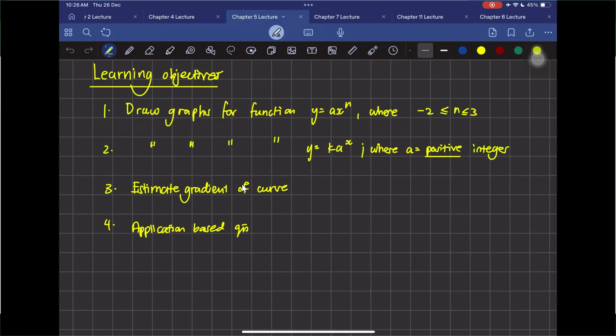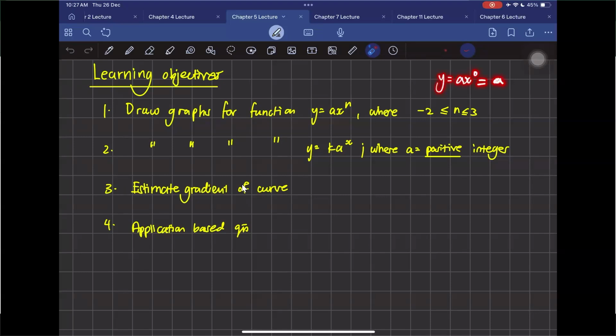So earlier we have covered two graphs, which is your quadratic graphs, y equals ax squared, and your linear graph, for example, y equals ax. So in a way, you should be familiar with the equation when your n equals 1 or 2. And similarly, when your n equals 0, it will be y equals ax to the power of 0, right? So this basically equals a. Y equals a.